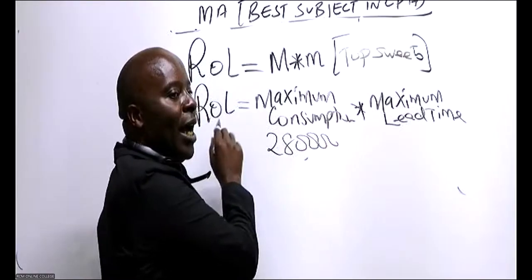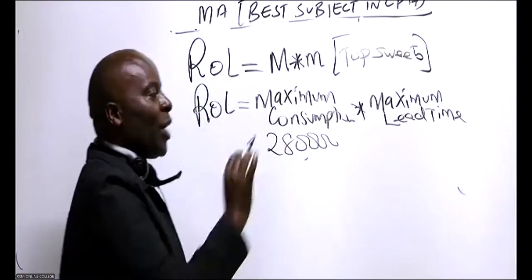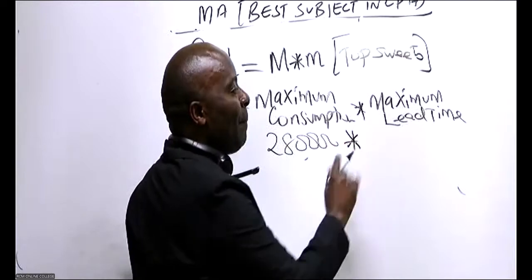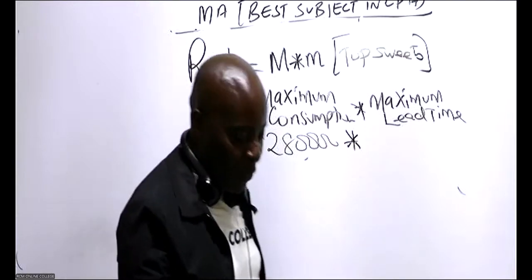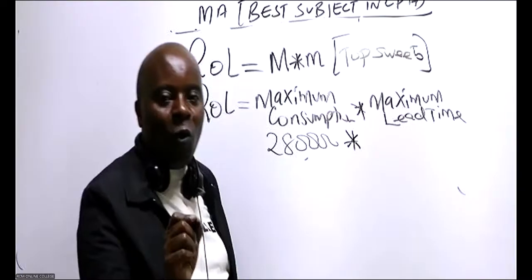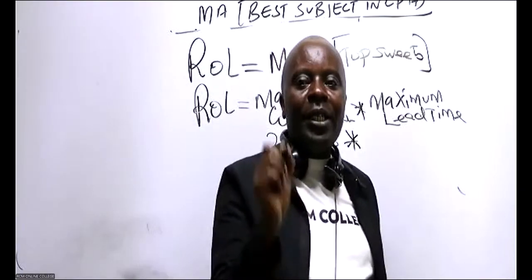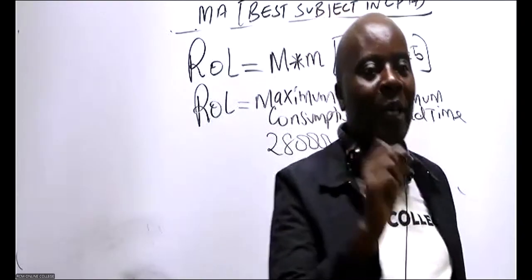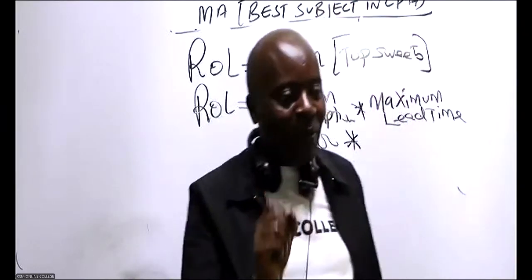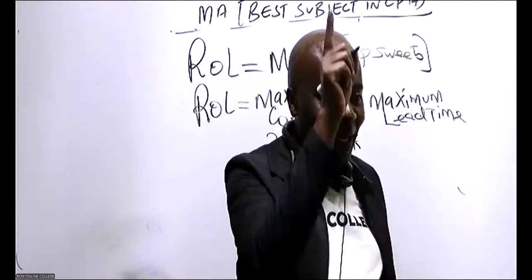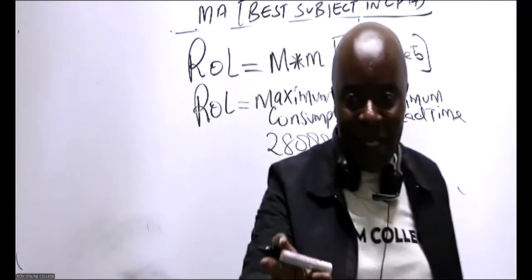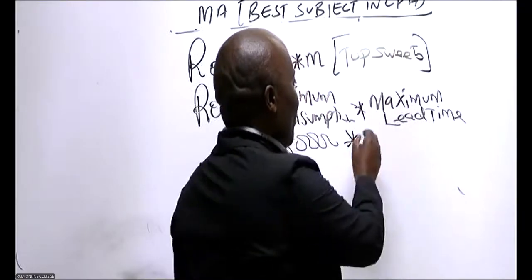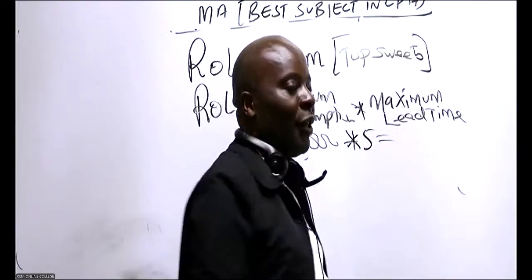This is reorder level. So 280,000 times the maximum lead time. Go to the additional information and try searching for the lead time. Lead time is also known as a reorder period. I don't want minimum, I don't want average, I want maximum because this is top stock. Maximum: how many days? 5. Whatever months, 5 months. So now you're able to give me this reorder level.